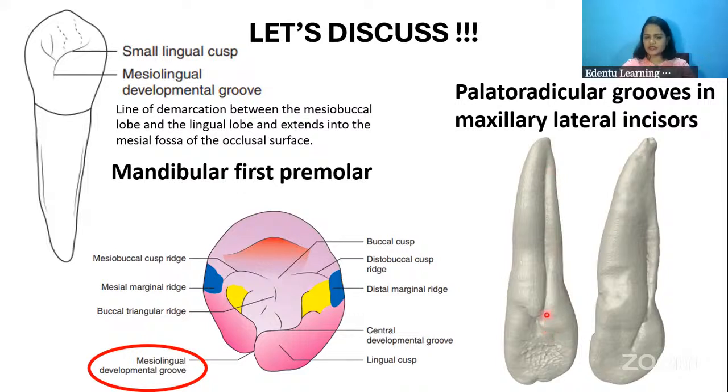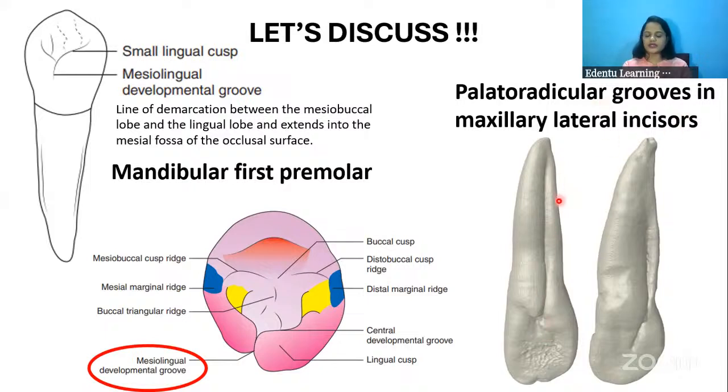They extend from the side of the cingulum and can extend into the root. So that kind of groove that extends from the side of the cingulum to the root surface is mostly seen only in the lateral incisors, mainly the maxillary lateral incisors. They are called palato-radicular grooves.